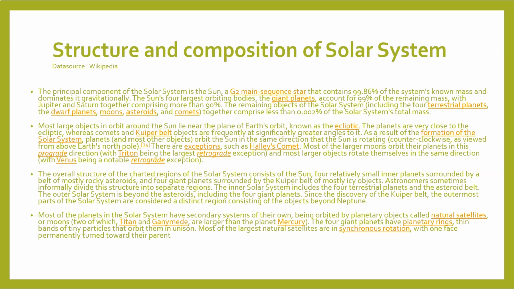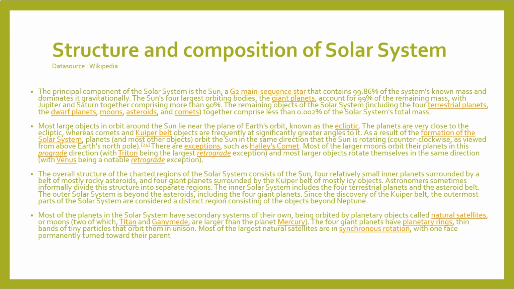Astronomers sometimes informally divide the structure into separate regions. The inner solar system includes the 4 terrestrial planets and the asteroid belt. The outer solar system is beyond the asteroids, including the 4 giant planets. Since the discovery of the Kuiper belt, the outermost parts of the solar system are considered a distinct region consisting of objects beyond Neptune.